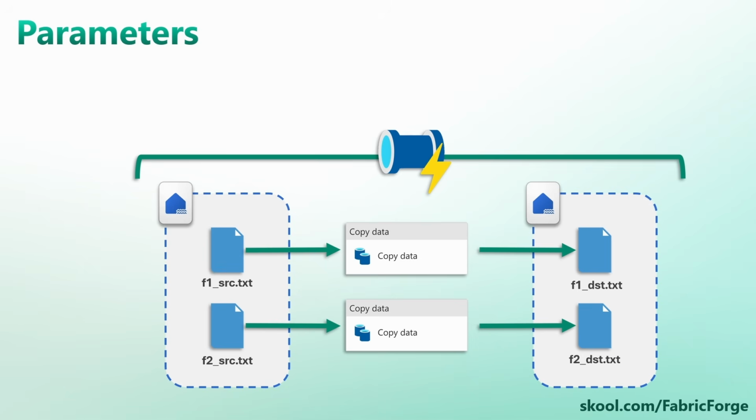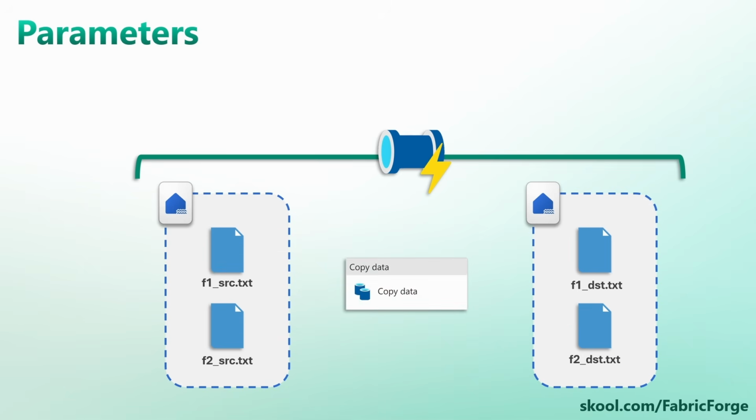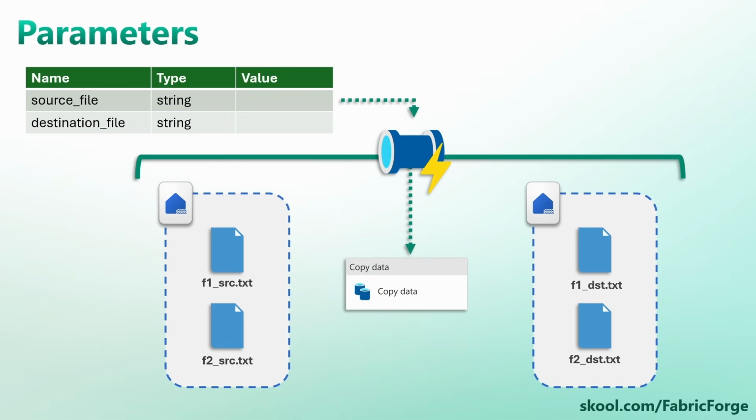We start by removing these 2 copy activities and replacing them with just 1 copy activity. Next, we would like to add 2 parameters with a string data type to this pipeline called source file and destination file. Then we can pass down these parameters from the pipeline level to the copy activity and use these parameter values to dynamically decide which file to copy.